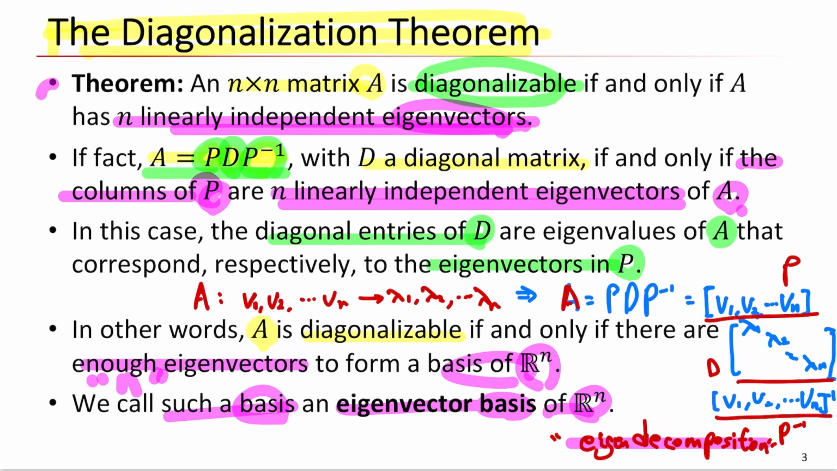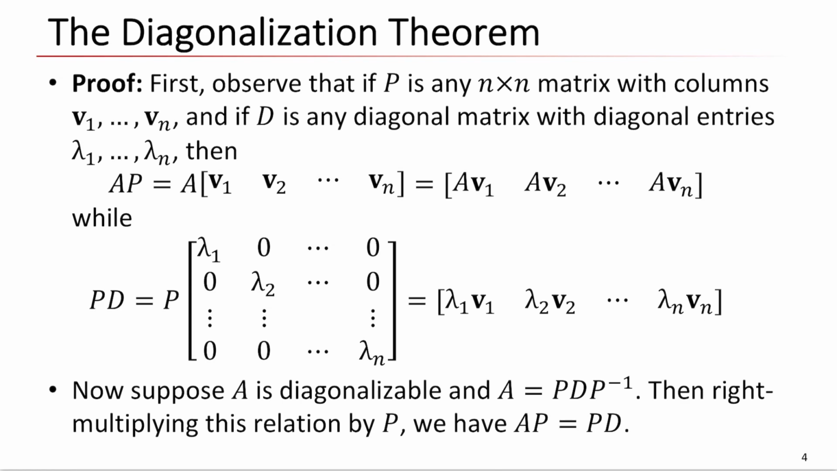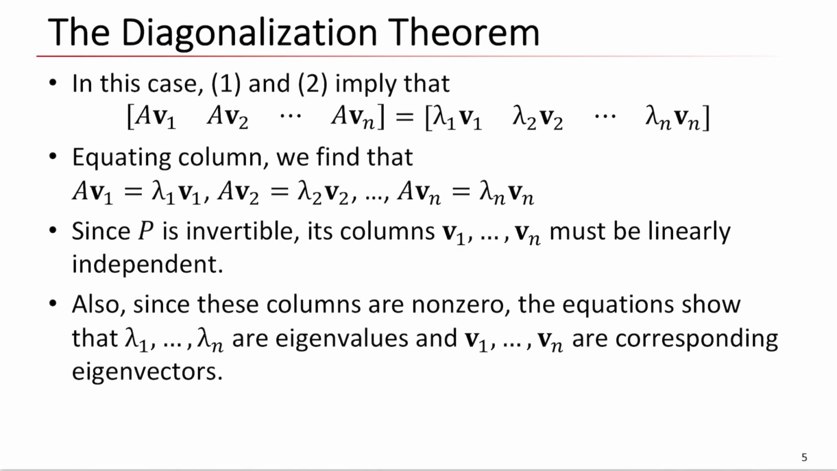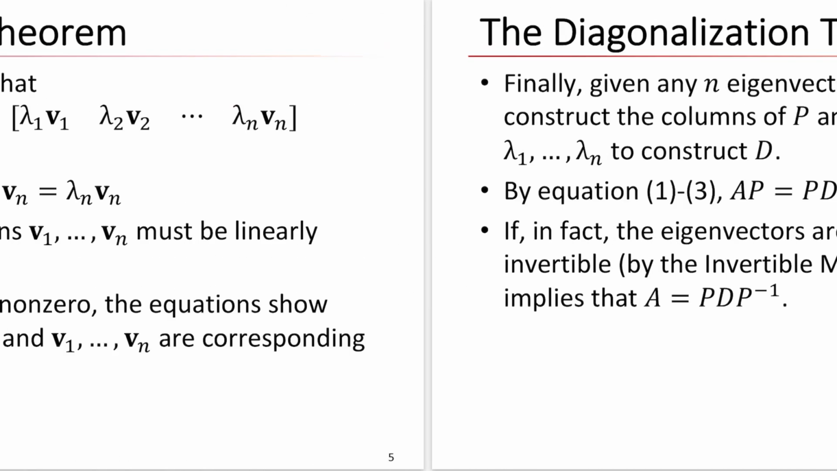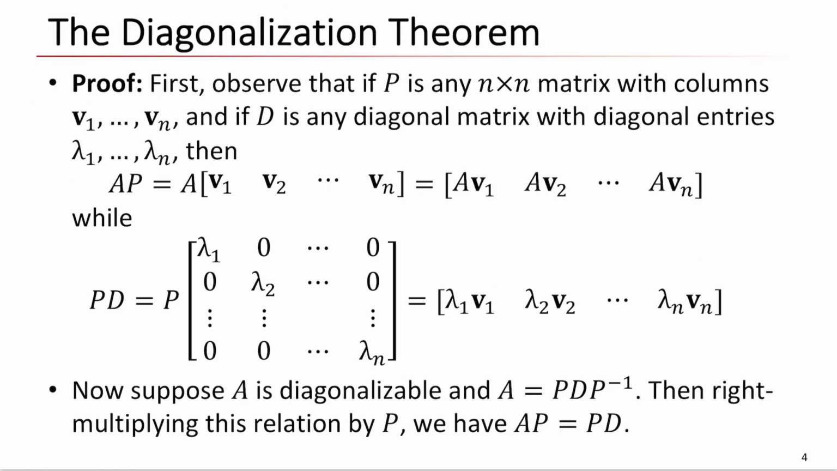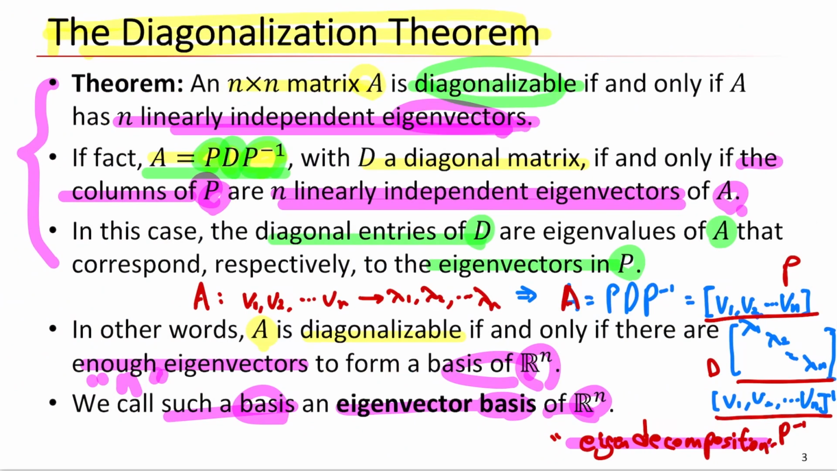So first of all, let's prove this theorem. The proof of this one will take some three pages, so it might be confusing, but don't worry about it. Just follow it line by line and step by step. First of all, the matrix P is an n by n matrix with the columns v1 through vn. That was the definition, right?